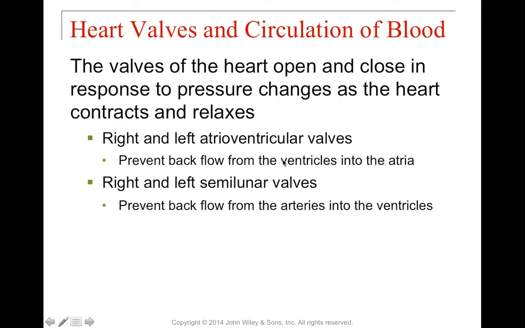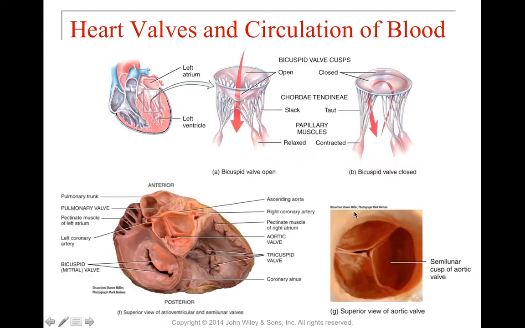All right, so as I just mentioned, the right and left atrioventricular valves are going to be the regions that allow blood to flow from the atria into the ventricles, but specifically prevent the backflow from the ventricles into the atria. Again, all of this is a one-way system. We also have the right and left semilunar valves. These are going to prevent the backflow from the arteries into the ventricles.